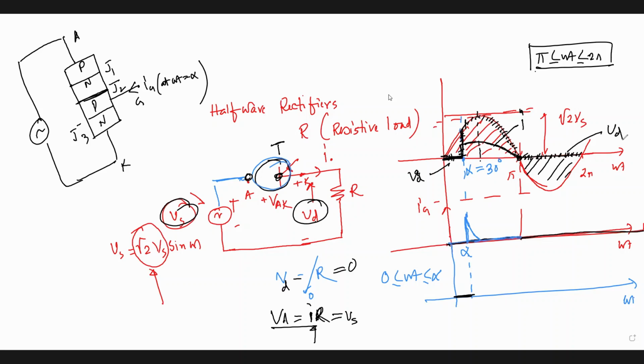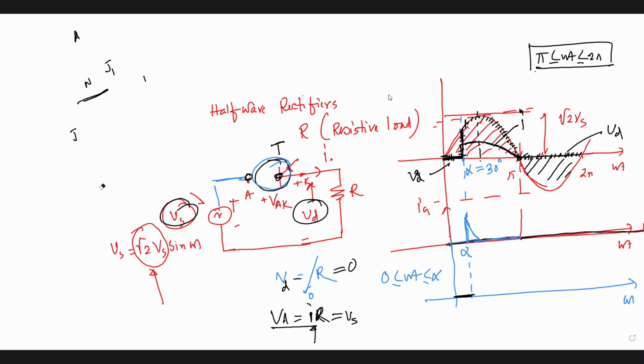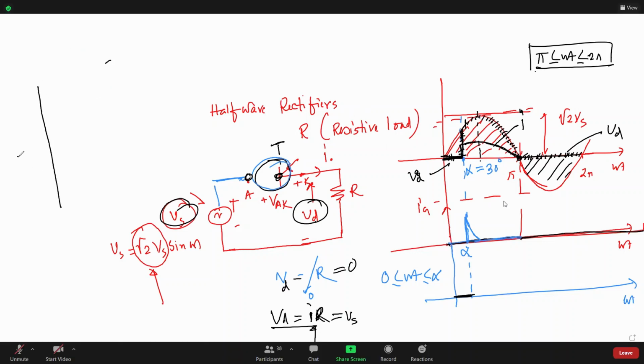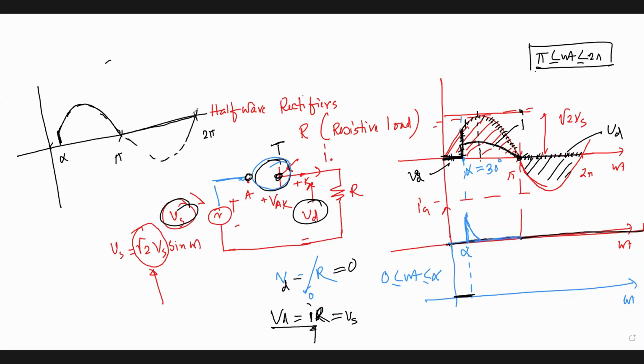Now I want to plot your output voltage alone. Are you following? Yes, sir. These are the basic things. Okay. So now I am plotting, say this is your alpha. So that is my output voltage, and let me use another color that will help you understand more.